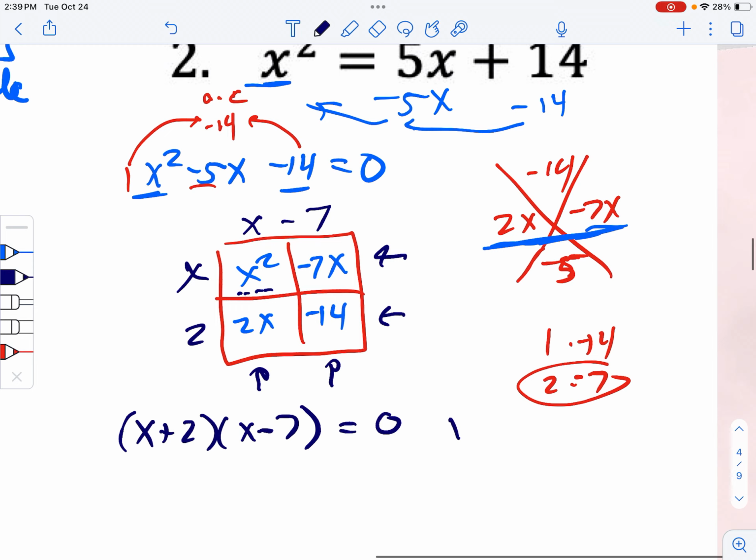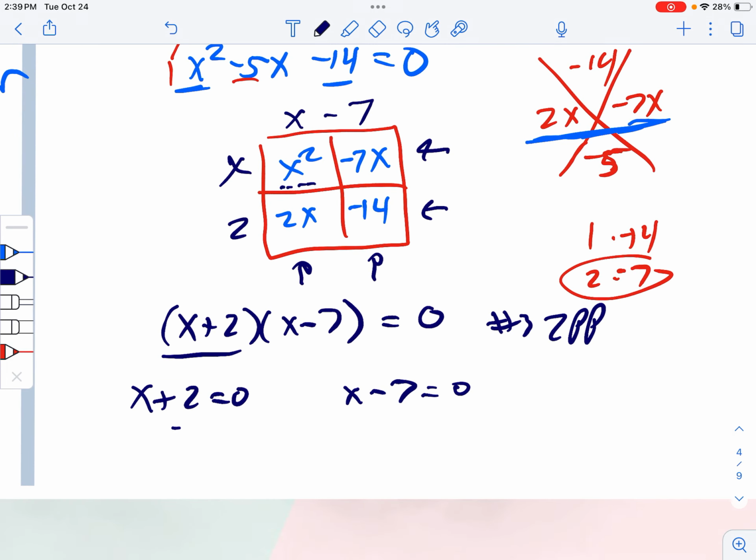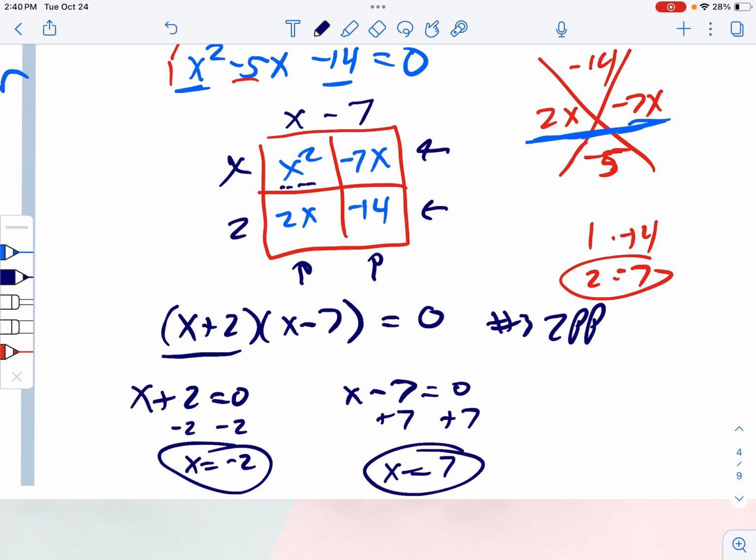So the third step is ZPP. Okay, we factored it. Everything equals 0, factored it. Now we've got to use the zero product property here, and that's where you take your factors, x plus 2, and set each one of those equal to 0. So solving this, I would subtract 2 from both sides, x equals negative 2. Done. Solving this, I would add 7 to both sides, x equals 7. There we go. Negative 2 and 7 are my solutions.